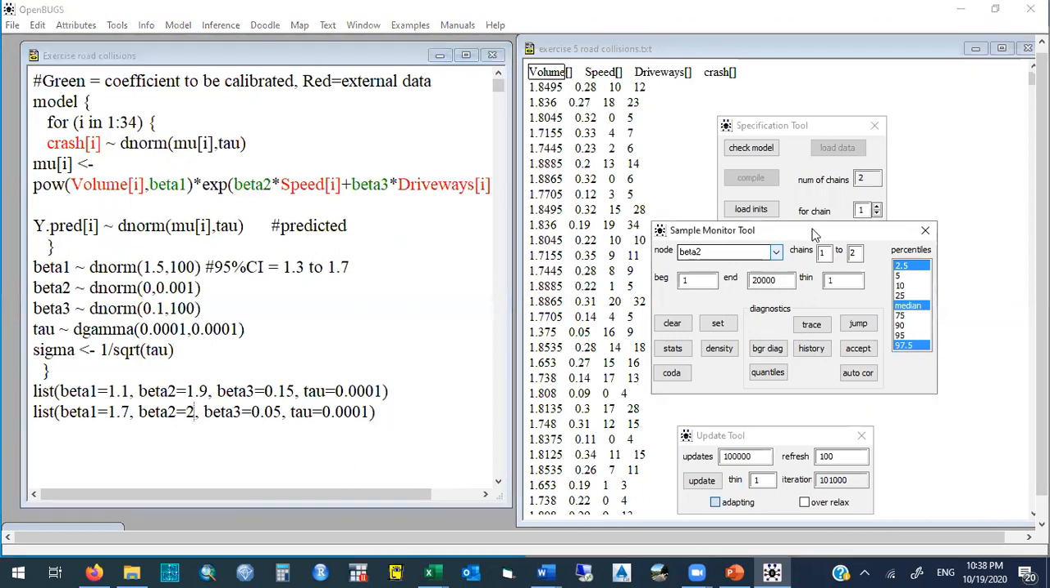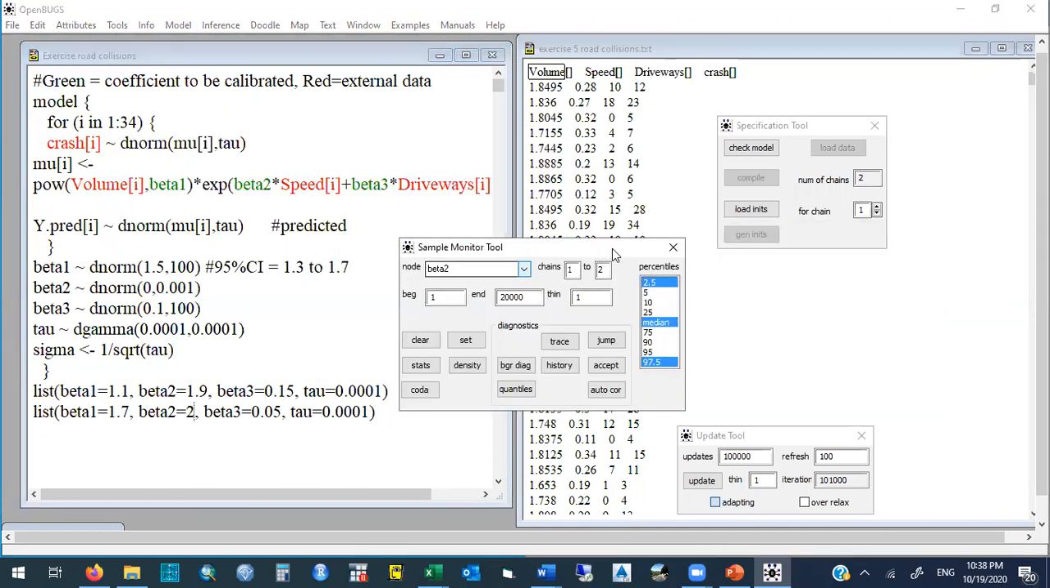So, Professor? Yes. In this case, we are looking at this form of equation, which is nonlinear. Is it possible that if we have a linear function and we have some coefficients and we try to estimate, calibrate coefficients through this process? Is that applicable to linear also? Oh, yes, yes. You just remove here the power. I'm going to show you.